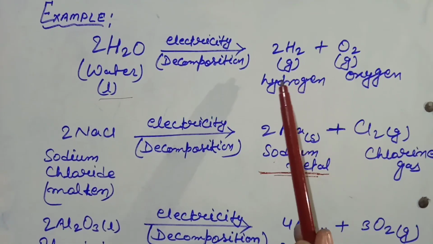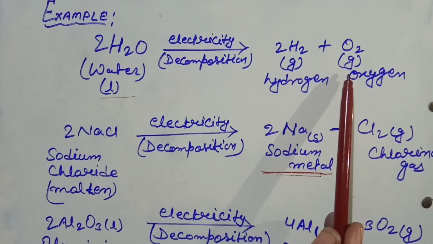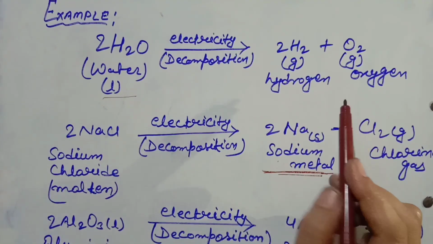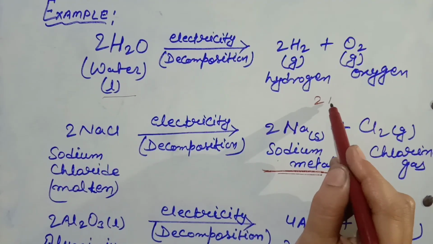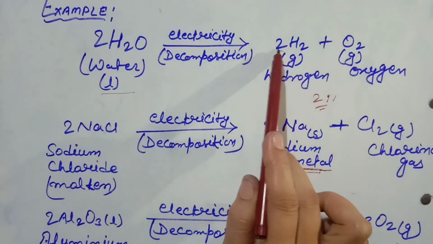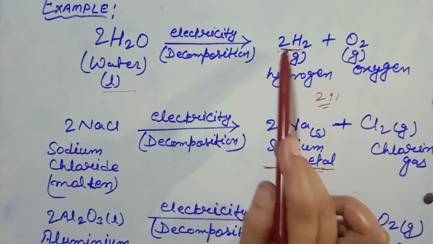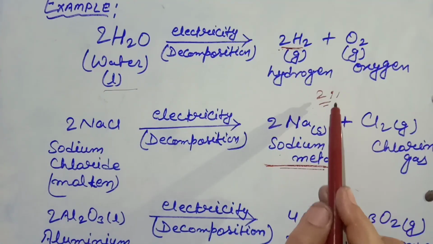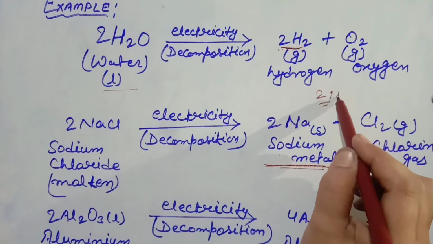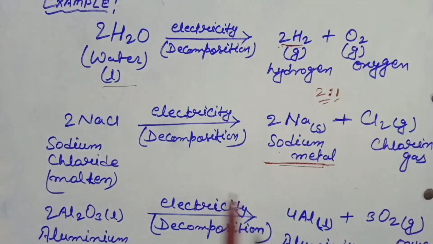Dear students, see here, the volume of hydrogen is just double that of oxygen. That is why it is said to be 2:1 volume. See, just double of oxygen. So hydrogen 2 molecules and oxygen 1. So the volume of hydrogen and oxygen is in 2:1 ratio.